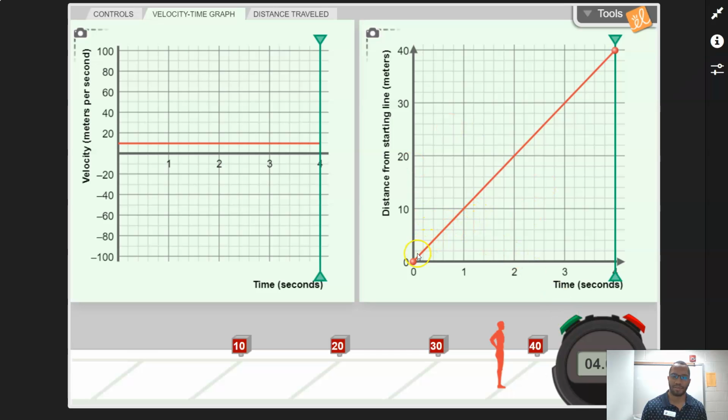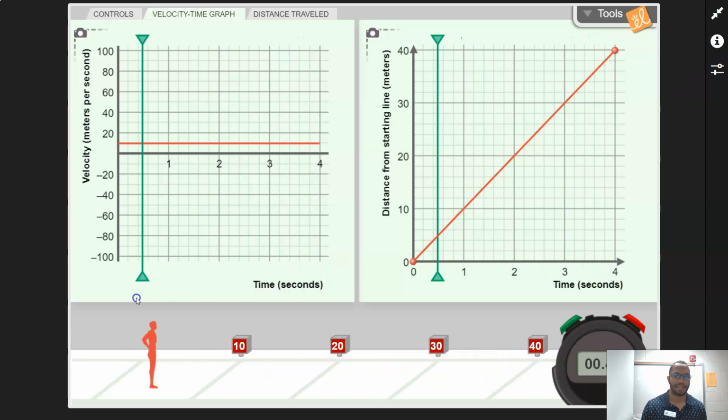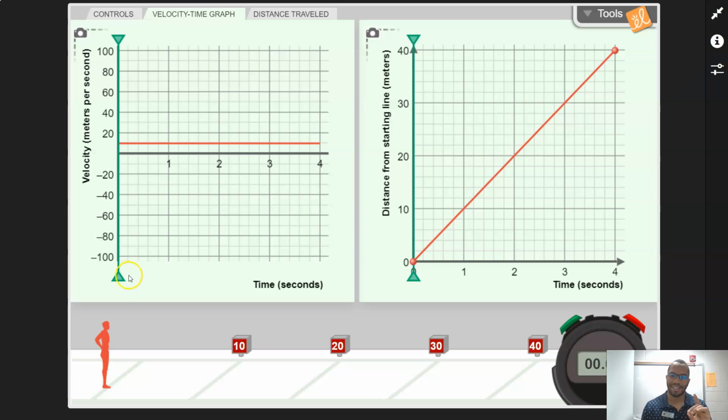Our position and time graph, notice as time changes, the distance changes or the position changes. However, take a look at our velocity and time graph. What do you notice about the slope? The slope is flat, okay? So on a velocity and time graph, if the slope is flat, what does that mean? If there is a flat line on a velocity and time graph, that means that object is moving at a constant speed.